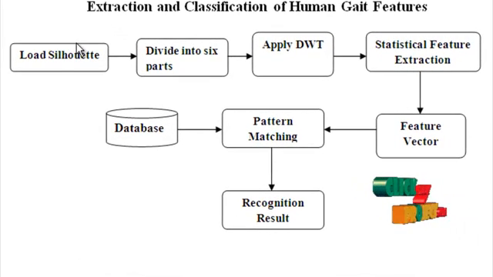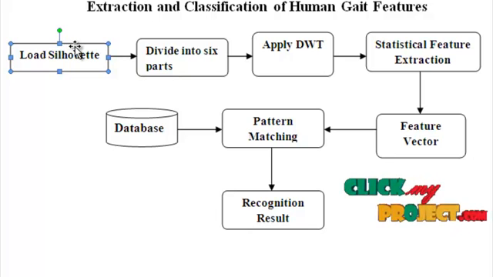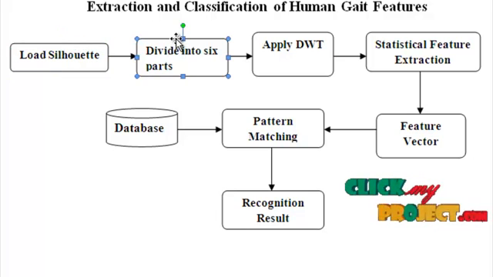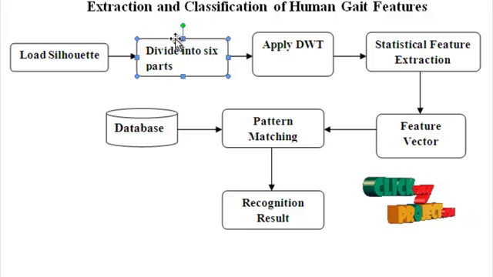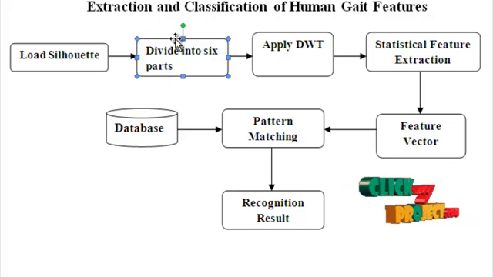The first block is loading the silhouette. Actually, the silhouette is a sequence consisting of so many frames inside that. After loading the silhouette images, the next step is to do some enhancement upon it, then dividing the silhouette image into 6 body parts depending on the anatomical structure.